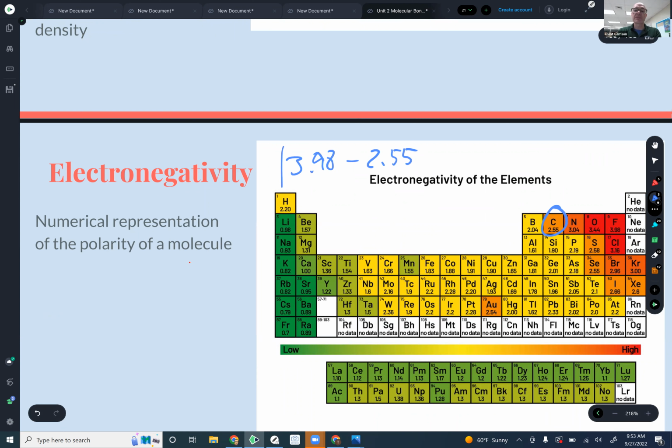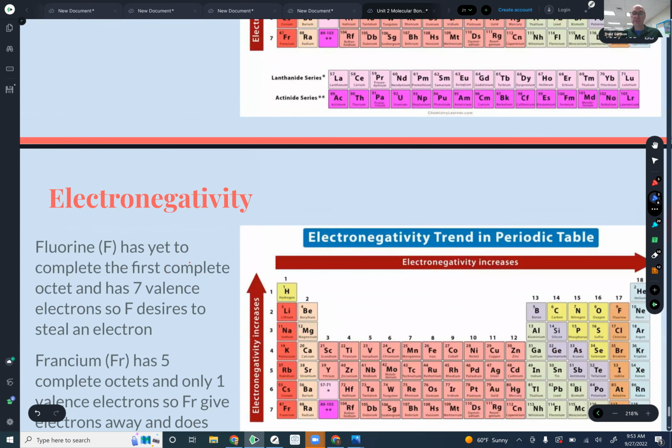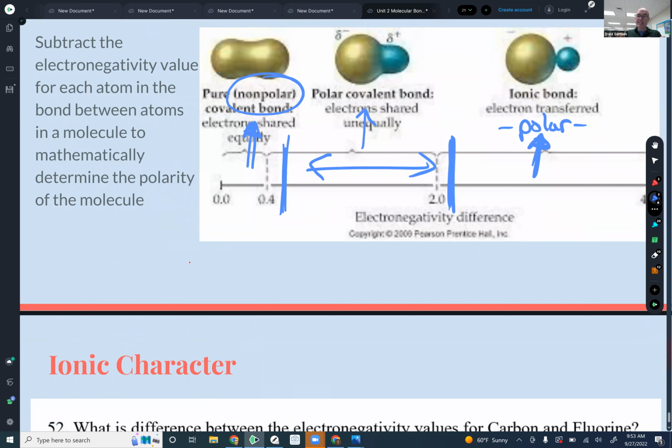Now, this is always going to be absolute value, so it does not matter how you subtract the two values. You end up with a positive value no matter what. So 3.98 minus 2.55, and you get 1.43. So let's go back to the ionic character and figure out what type of bond is between those two. 1.43 puts it smack dab in the middle, meaning that this is sort of polar, but not real polar. So it's a 1.43, meaning it is polar covalent.